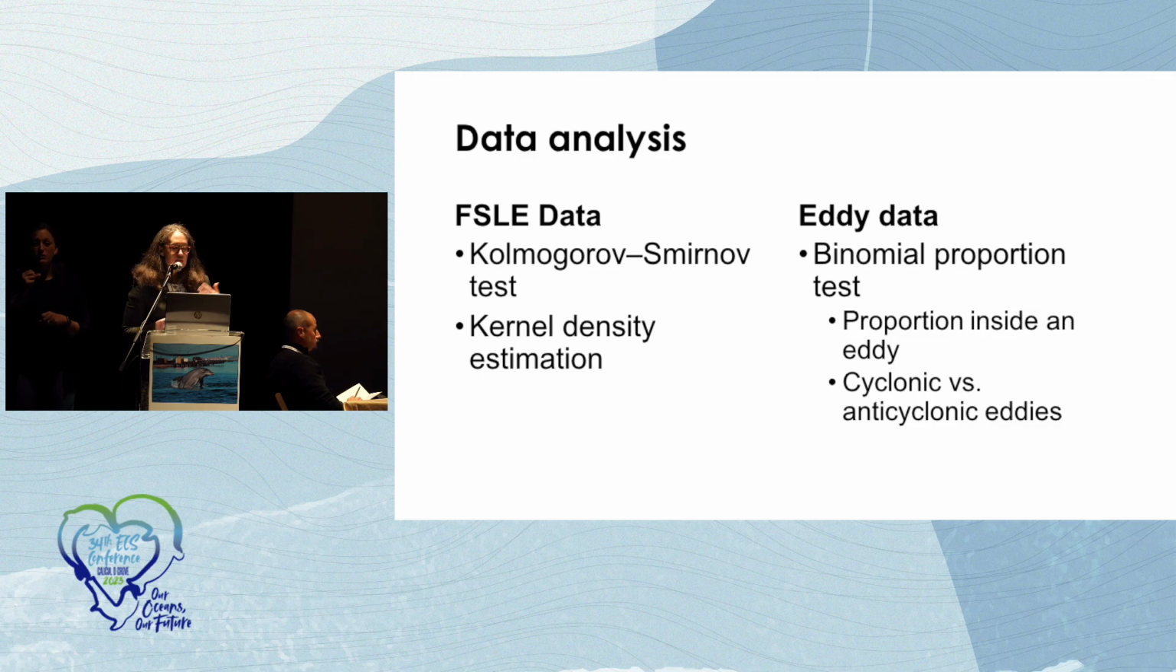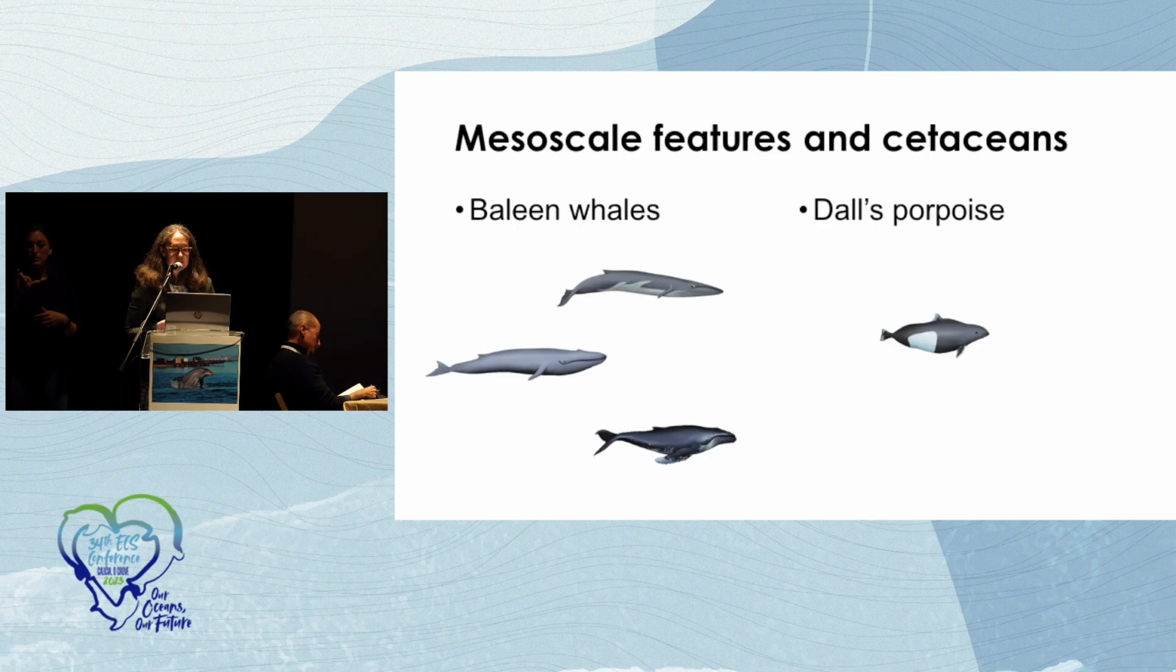For data analysis, I compared the FSLE data from cruise tracks and cetacean encounters using the Kolmogorov-Smirnov test, as well as plotted the kernel density estimation functions. For the eddy data, I used a binomial proportion test to look at the proportion inside of an eddy, as well as in cyclonic versus anticyclonic eddies.